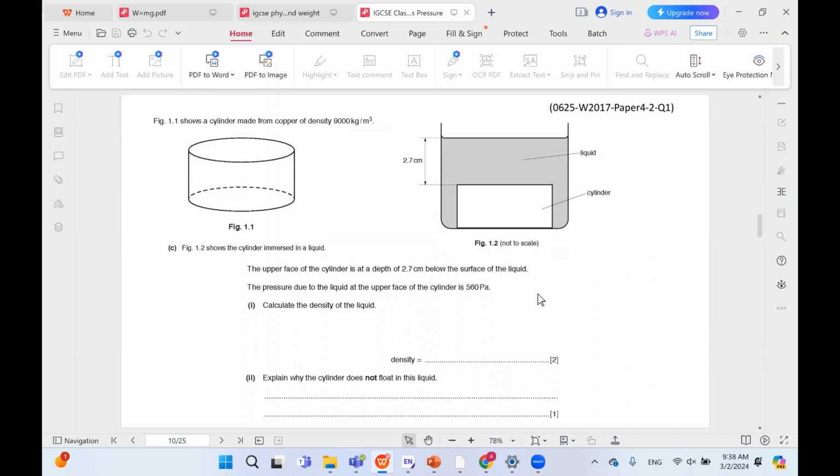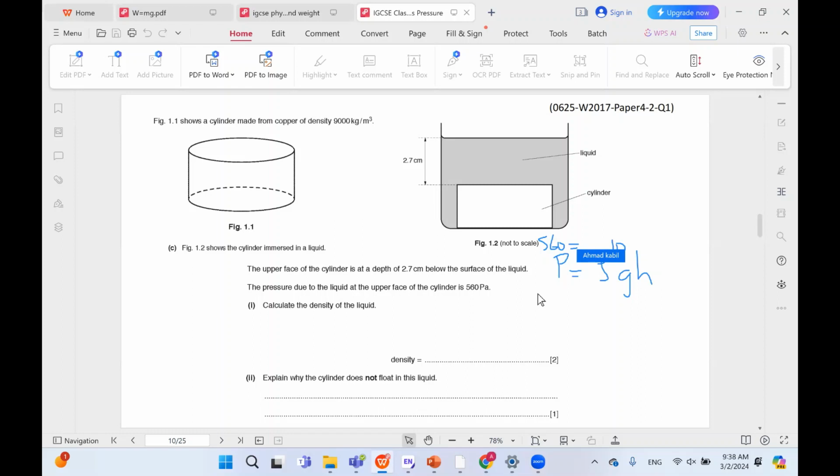Figure 1.1 shows a cylinder made from copper of density 9,000. The upper face is at a depth of 2.7 below the surface of the liquid. The pressure due to the liquid at the upper face is 560. Calculate the density of the liquid. So again, this is another instance of P equals rho GH. G, of course, is 10. The pressure is 560.